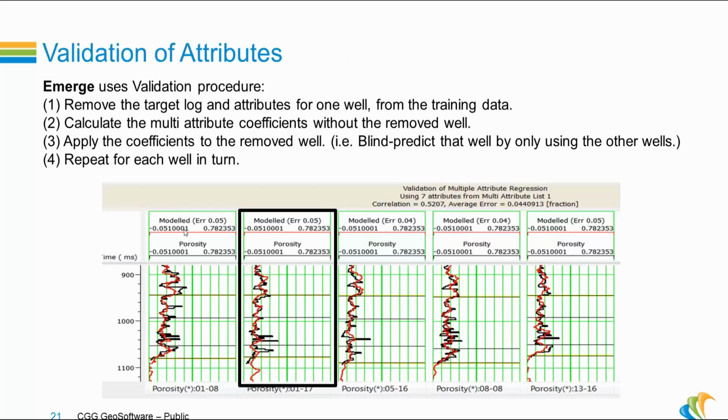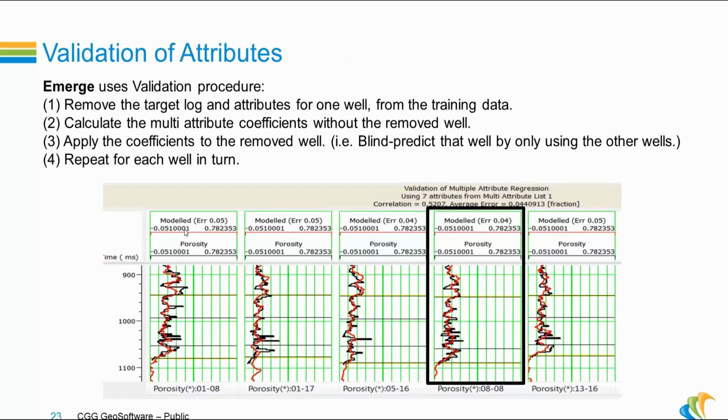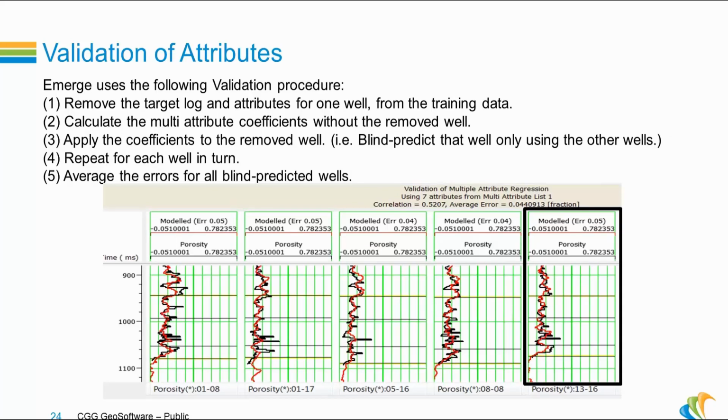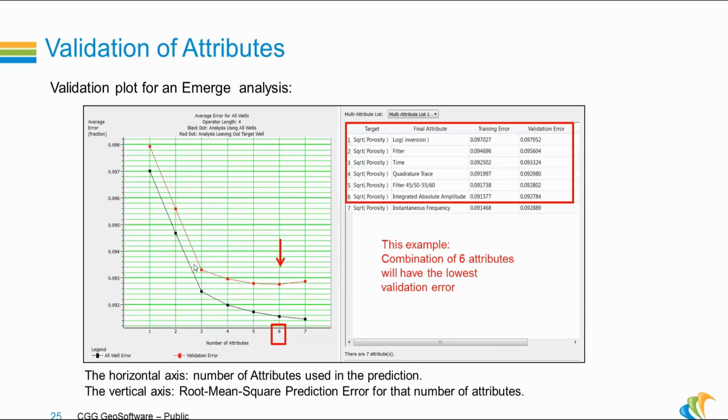Then this will be calculated for each well in step, for the selected combination of the attributes. We'll do this for all the wells, and the average of the errors will be calculated for all blind tests like this, and it will be registered for that specific combination. This will be done for different attributes. For example, we are using 7 attributes from this multi-attribute list for this case. This is done for each combination, and we can get each of these prediction error values, and we can draw a validation plot for the number of attributes.